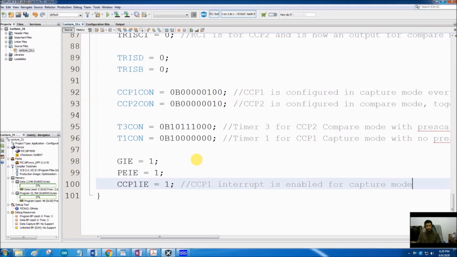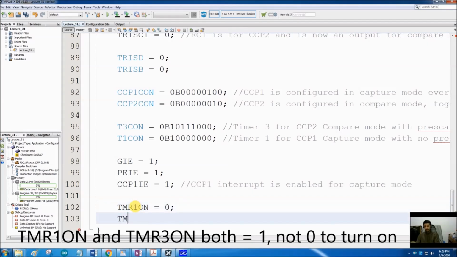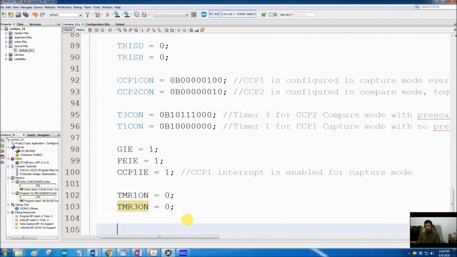And inside this interrupt, what will we do? We will display the values on the port and we will reset the timer. And by resetting the timer, I remembered that I have to turn on both the timers. TMR1ON is equal to 1 and TMR3ON is equal to 1. Both the timers have been turned on and then I can just wait. So what is happening now?